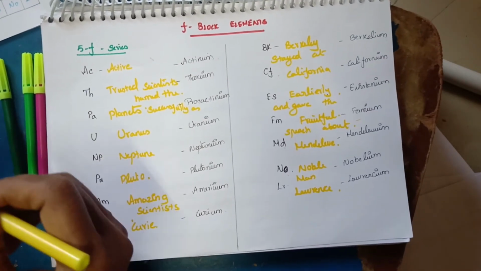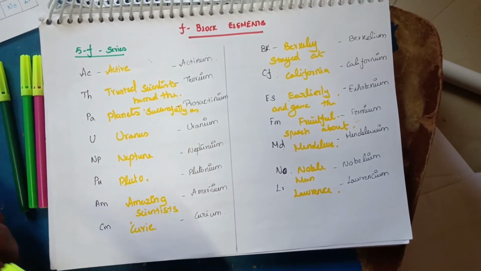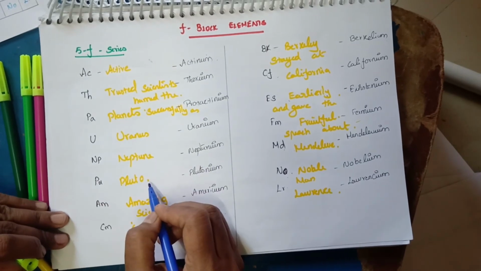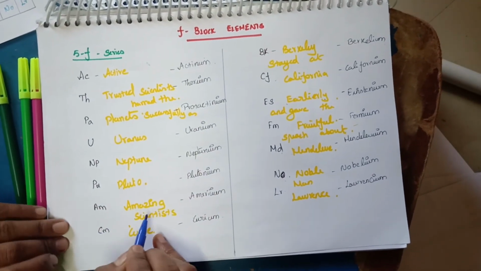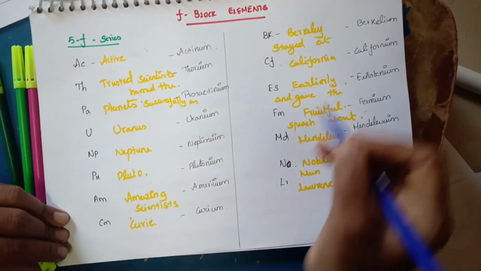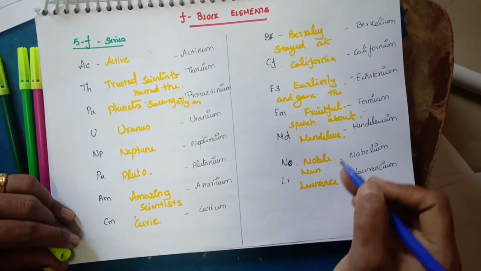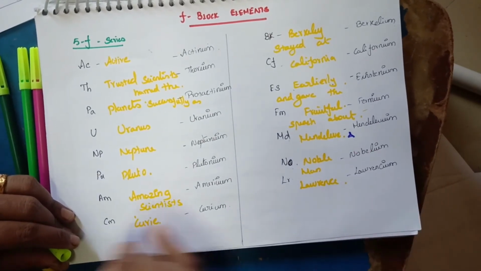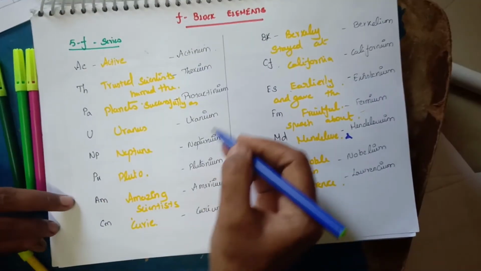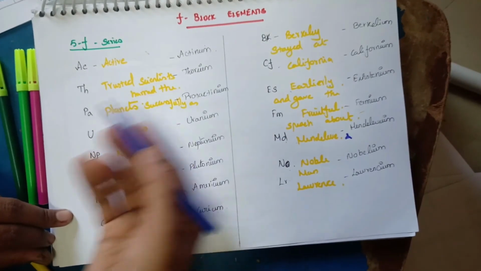Active trusted scientist named the planets successfully as Uranus, Neptune, Pluto. One story is over. Next one: amazing scientist Curie and Berkeley stayed at California earlier and gave the fruitful speech about Mendeleev and nobleman Lawrence. This story I have made. I thought it would be useful, by seeing Uranus, Neptune, Pluto, I made the naming of the planets.